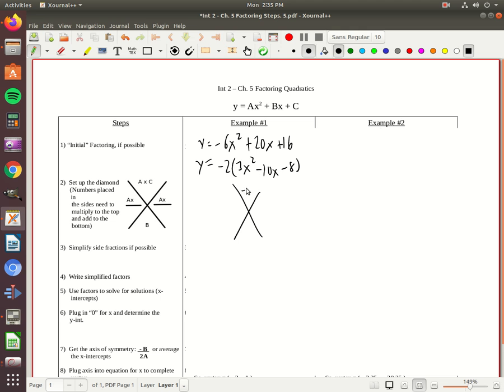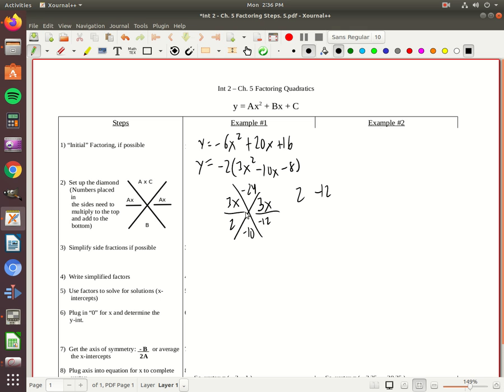A times C is negative 24. B is going to be negative 10. On the sides, I will put 3x. I will now try and pick these numbers correctly, unlike last video. So it looks like 2 and 12 is going to be what I'm going to use here. And it looks like the 12 needs to be negative. 2 times negative 12 is negative 24. 2 minus 12 is negative 10.